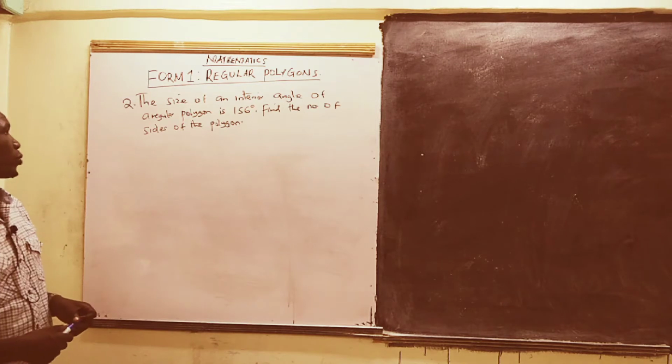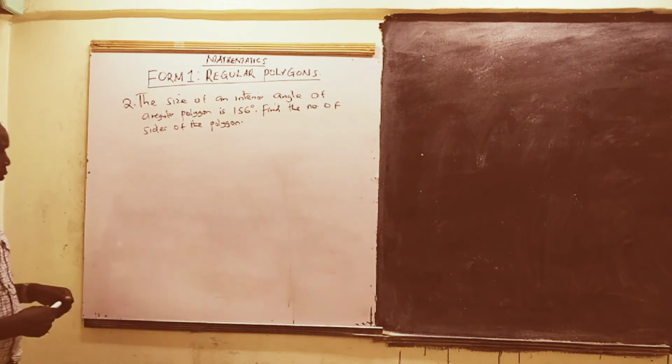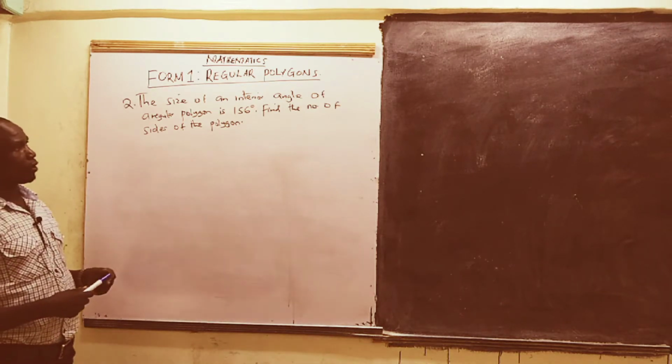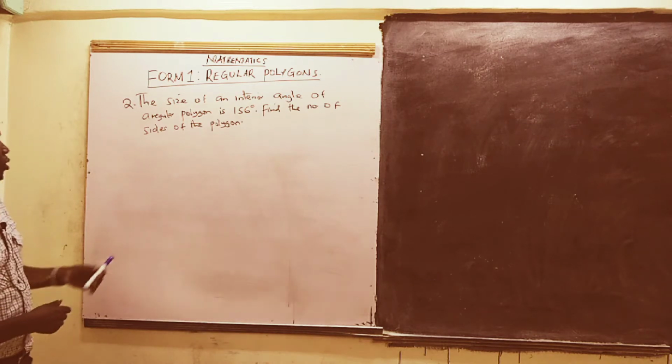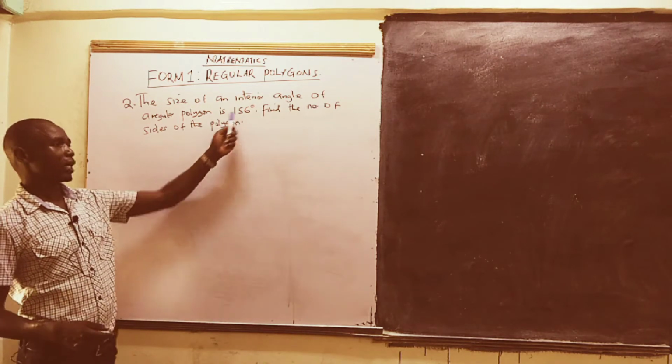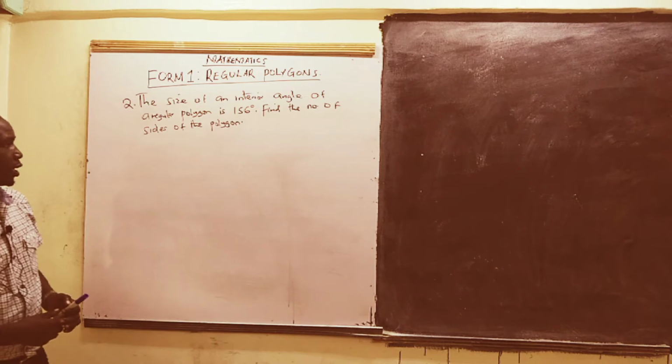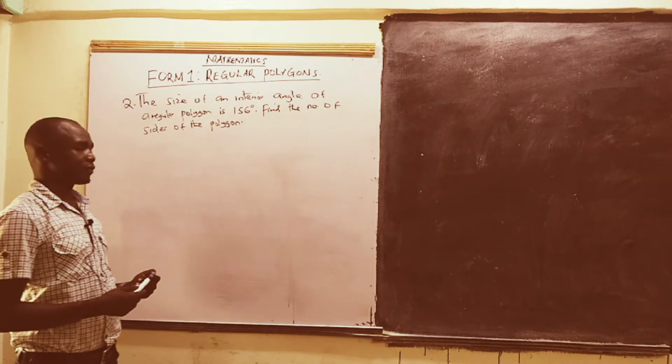Let us do question number 2. The question reads, the size of an interior angle of a regular polygon is 156. Find the number of sides of the polygon.